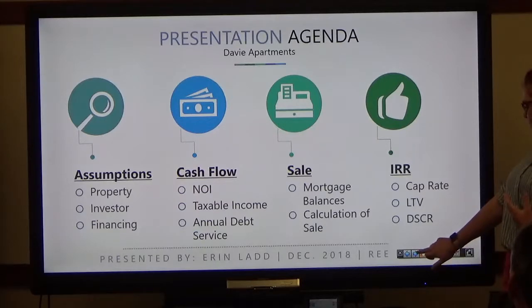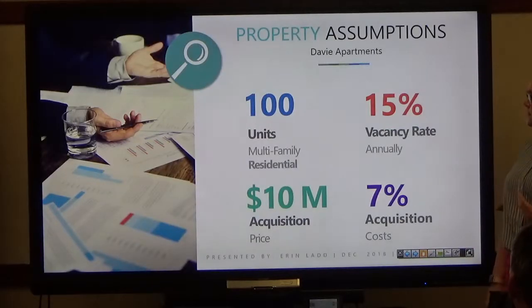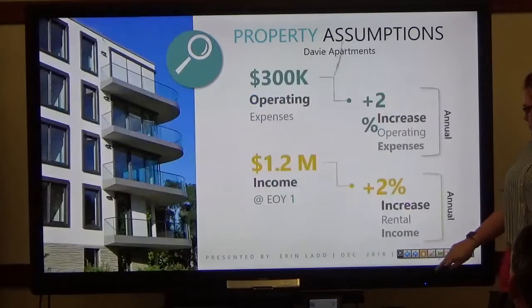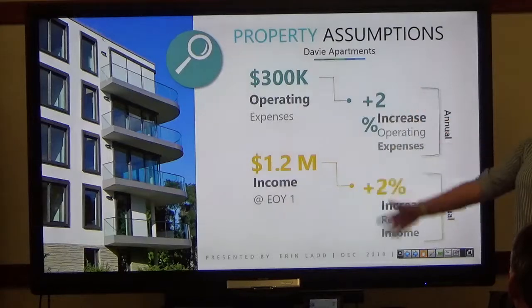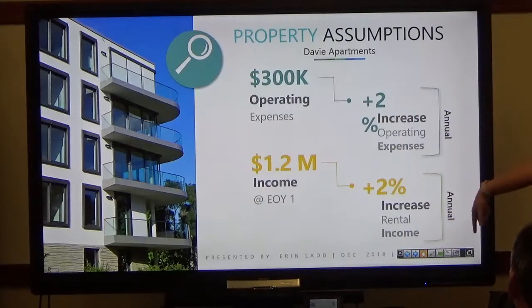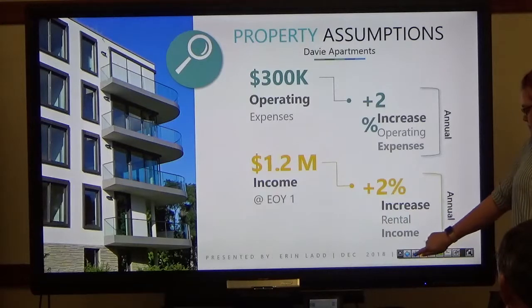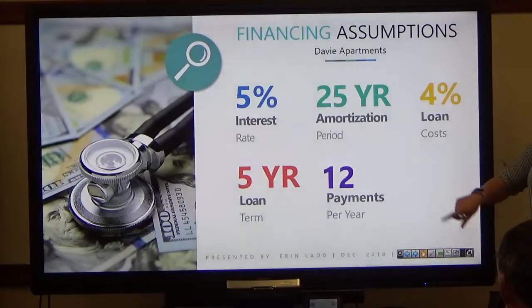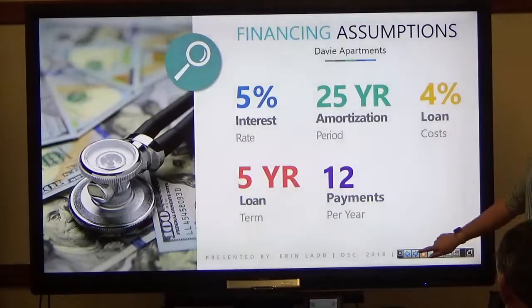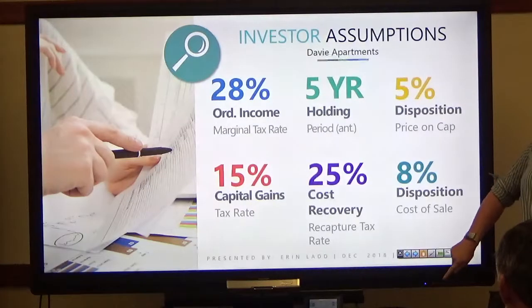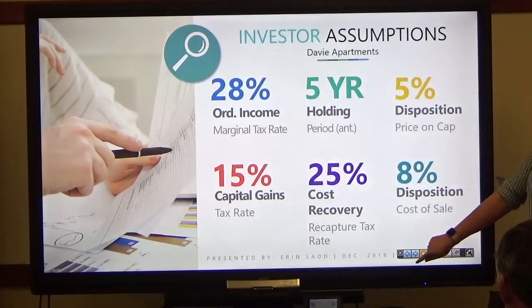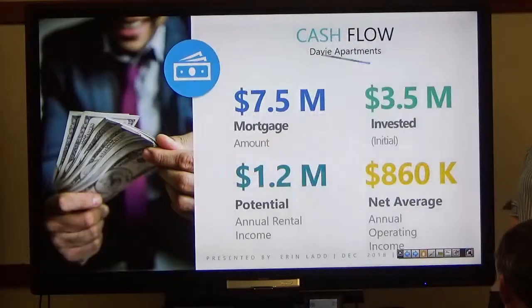So first we're going to be going over our assumptions. It's going to be 100 units. We all have the same numbers. This is the visual. Again, property assumptions. This is going to be an annual increase for each, average. Again, financing assumptions. Investor assumptions. This is going to be the cash flow.